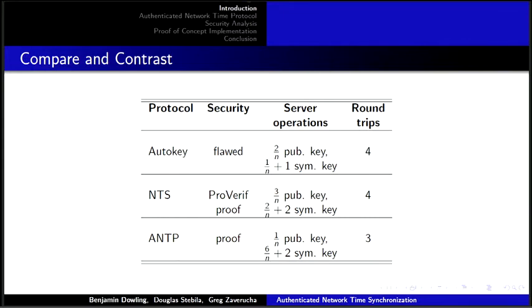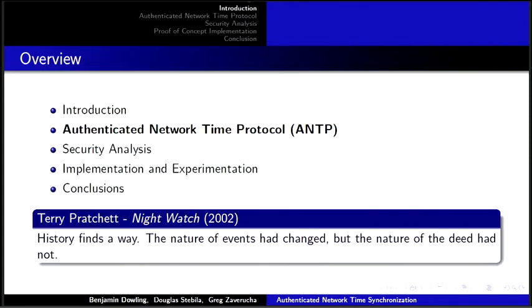We note that NTS servers require 3 public key operations and 2 symmetric key operations in order to establish this shared secret key. And then additionally, 2 symmetric key operations during every subsequent time synchronization phase. In comparison to our construction, which will only require a single public key operation with, admittedly, 6 symmetric key operations in order to establish that shared secret key, and 2 symmetric key operations in order to establish time synchronization.